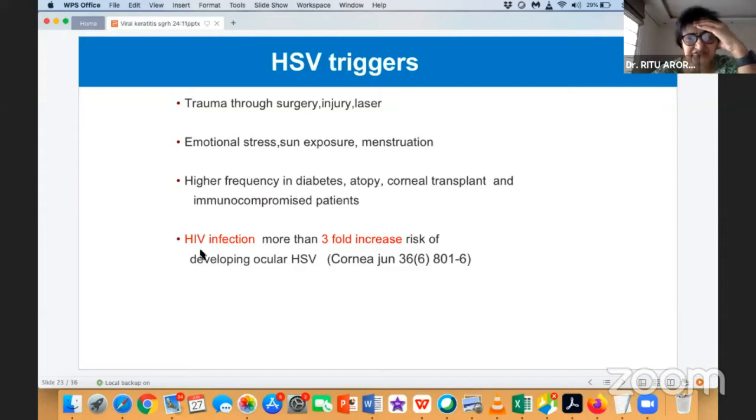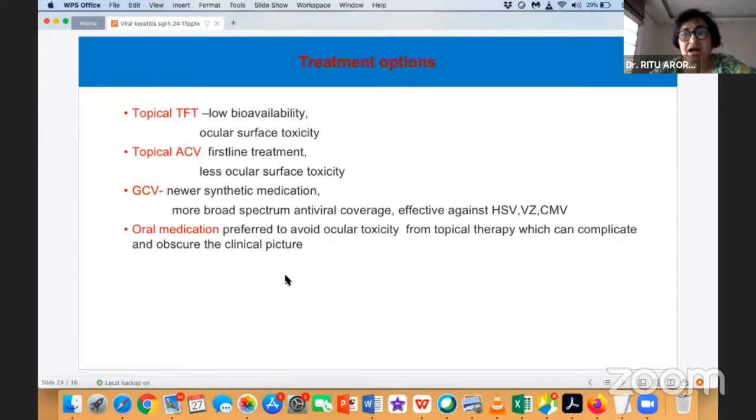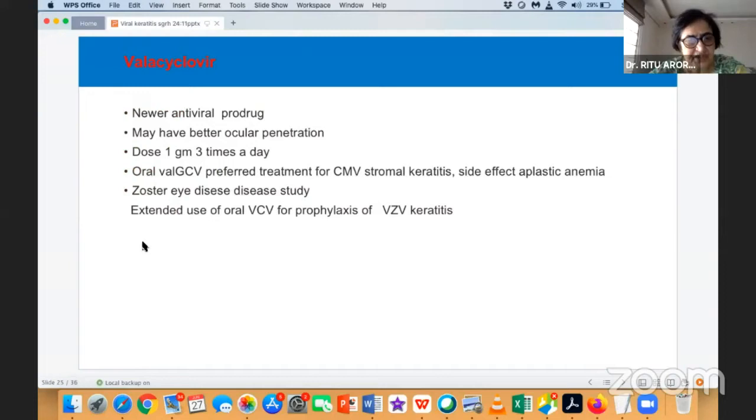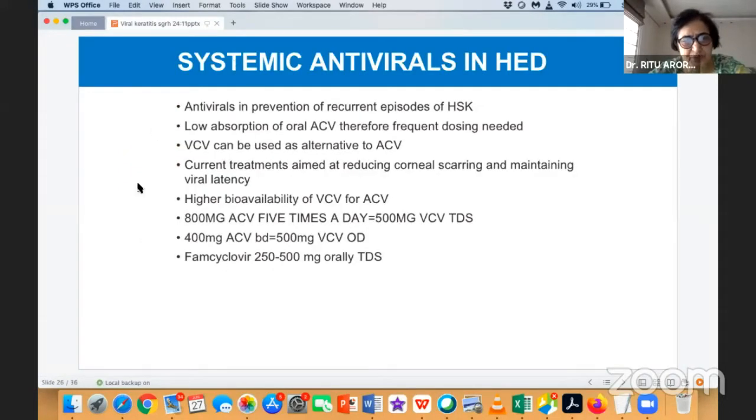In HIV infection, there is more than a 3-fold increased risk of developing ocular herpes simplex virus. Other treatment options are topical TFT, topical acyclovir, which I've already told you about, and then there is ganciclovir and oral medication, valacyclovir. This is the important slide which I want everybody to see: the role of systemic antiviral in HEDS is that antivirals are useful in the prevention of recurrent episodes of herpetic stromal keratitis.